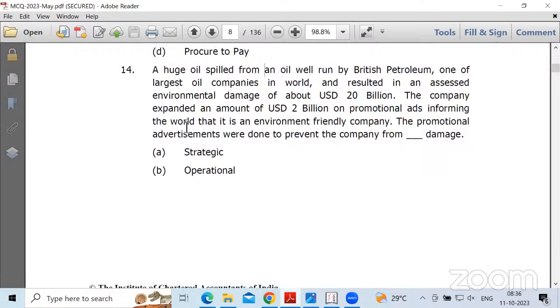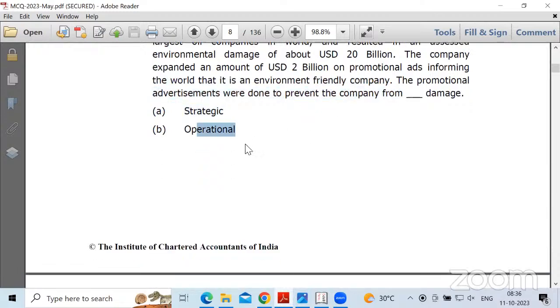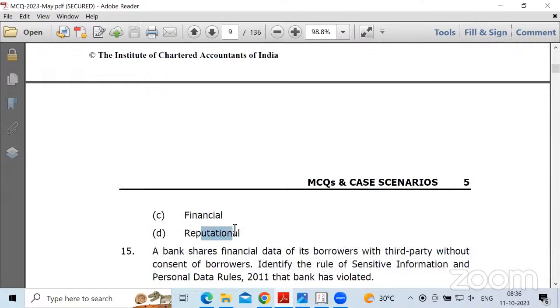Then a huge oil spill from an oil well by British Petroleum, one of the largest of the oil companies in the world, resulted in assessed environmental damage. The company spent an amount of $2 billion on promotional ads, informing that this will be an environment friendly company. The advertisements were done to prevent the company from damage: strategic, operational, financial, reputational.